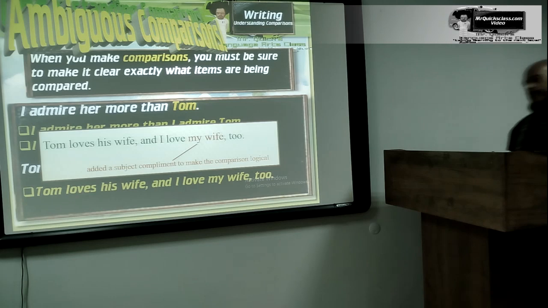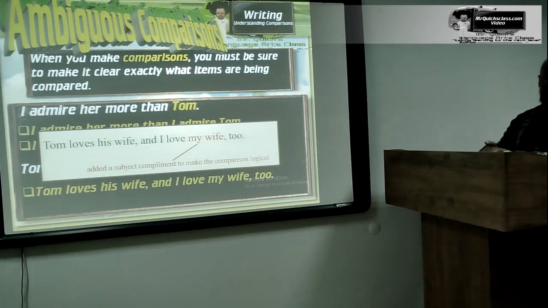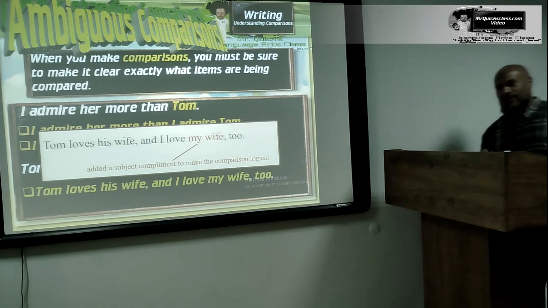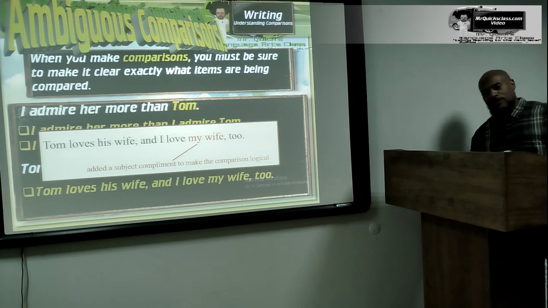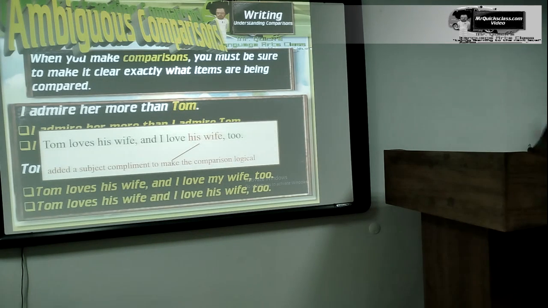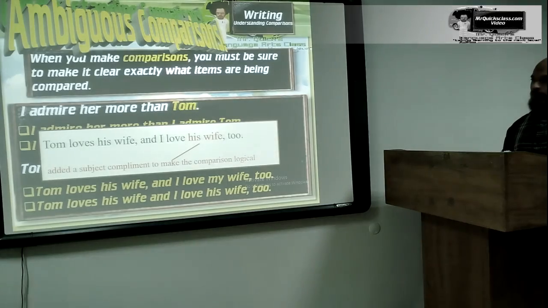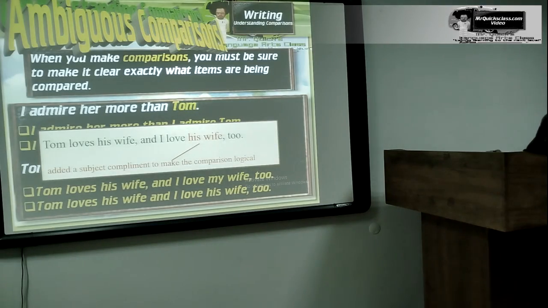How about this one? Tom loves his wife, and I love my wife too. Probably the best way to say that if you don't want any drama. There's going to be some problems. Because leaving things ambiguous is going to cause some big time drama. How about this one? Should have kept it ambiguous. It's going to be drama now.